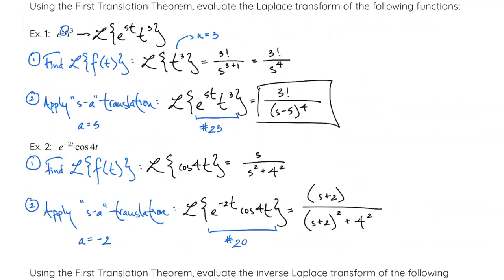I just have a question about example number 1. Is there a reason that you leave the 3 factorial instead of just putting 6, or is that for like a further step down the line?